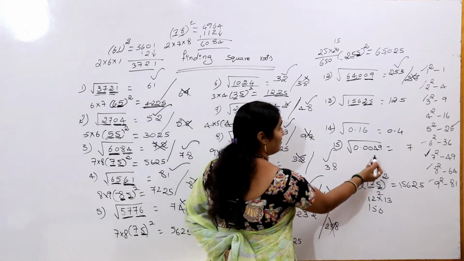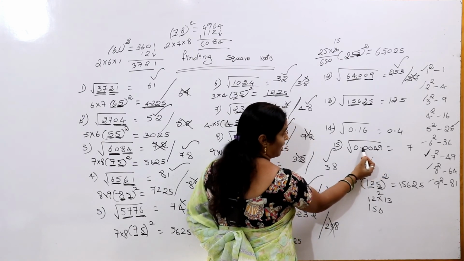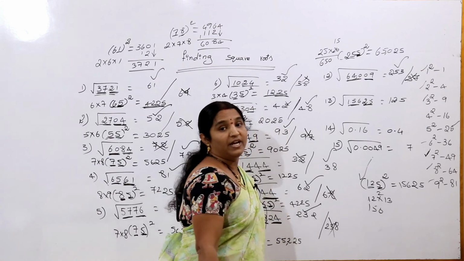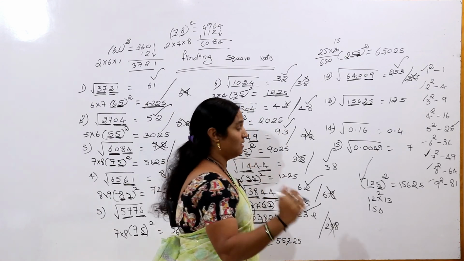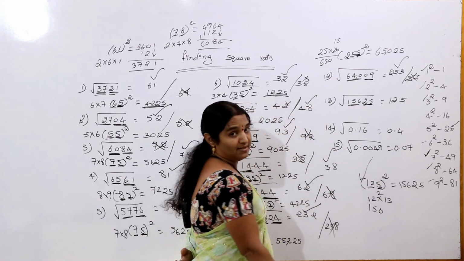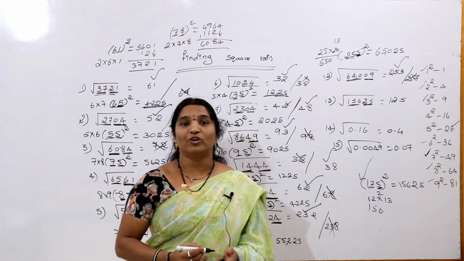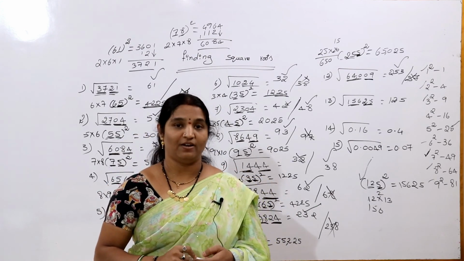But here after how many digit decimal point is there? 1, 2, 3, 4. After 4 digit decimal. If we remove the square root, the decimal point comes to 2 digits after. So 1, 2, so 0.07. Okay friends, I think you can understand how to find square roots up to finding squares very well.